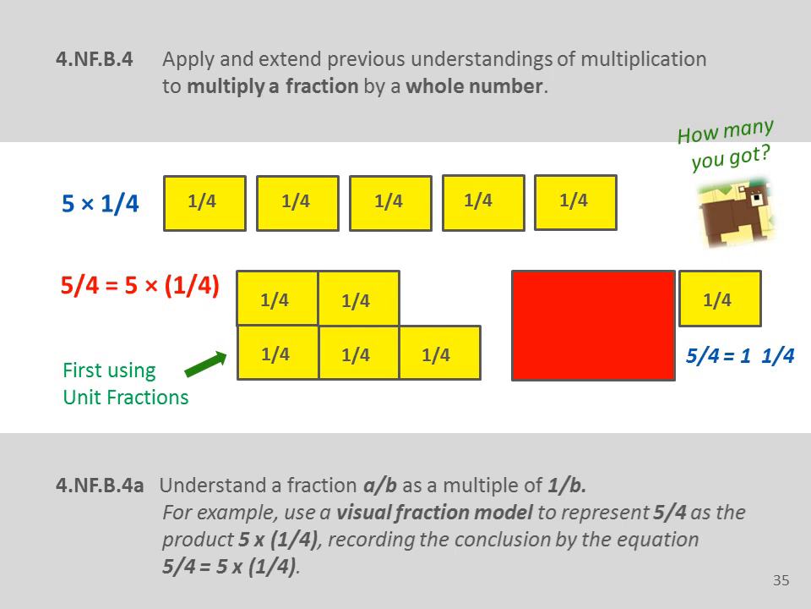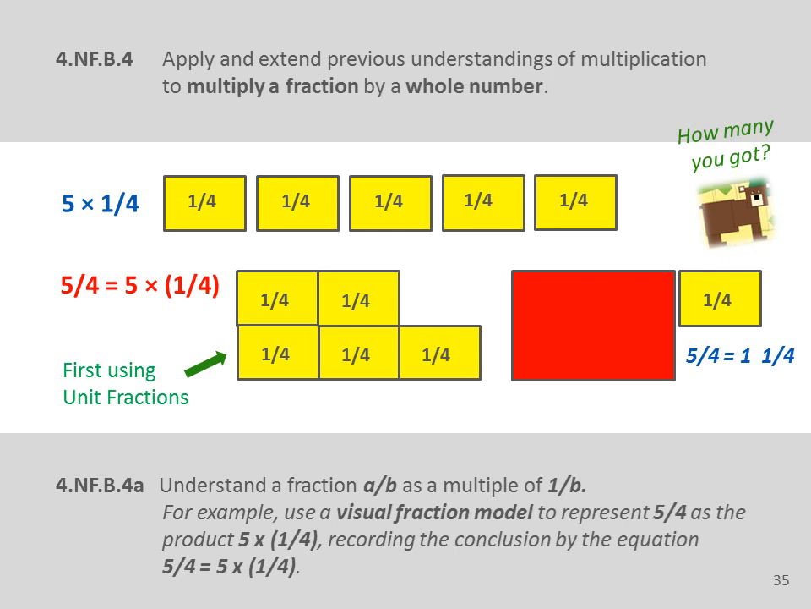1 over b is the unit fraction, so we're simply extending 4.NF.B.3, which was to understand a fraction a over b as a sum of fractions 1 over b, to see that a over b is now a multiple of 1 over b. Again, the standards ask us to use visual fraction models and also to write the equation. So in this slide, we used an area model to visualize 5/4 as 5 times 1/4.